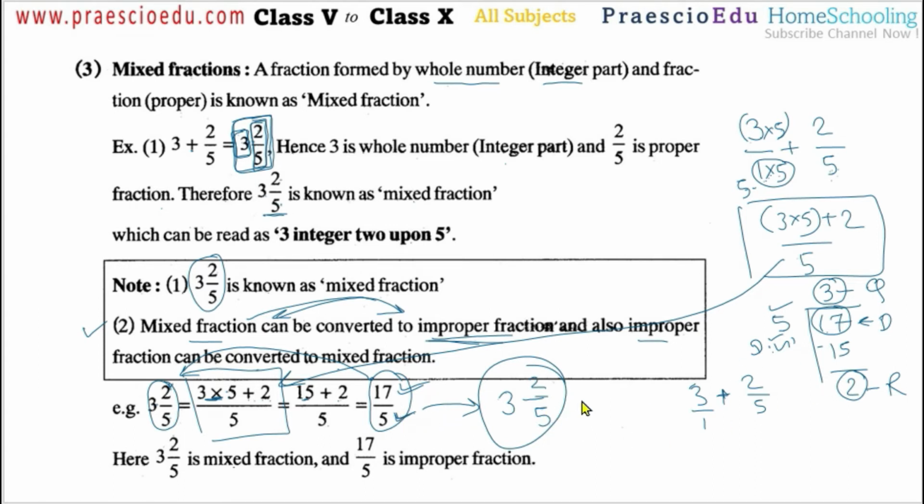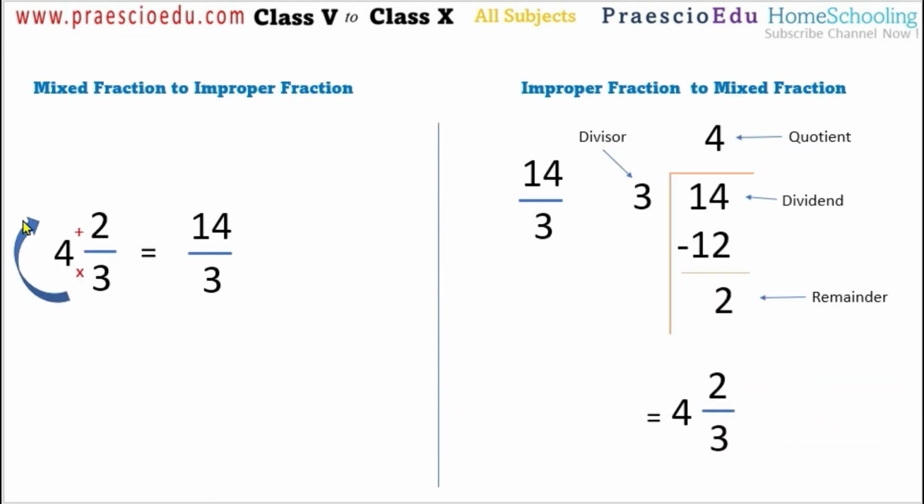So for this, we only have to do the division to find the quotient and remainder. I'm using the same example just for comparison, for your understanding. Here is mixed fraction to improper fraction, and here improper fraction to mixed fraction. Now this is a mixed fraction: 4 and 2 upon 3.